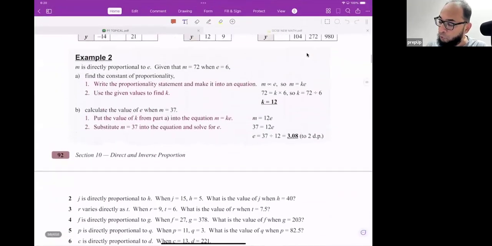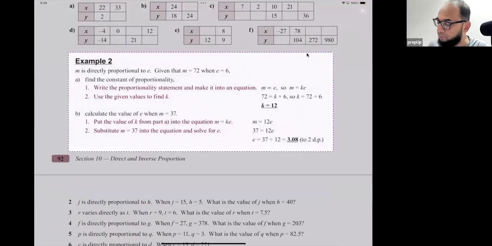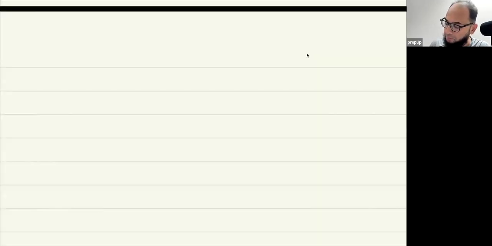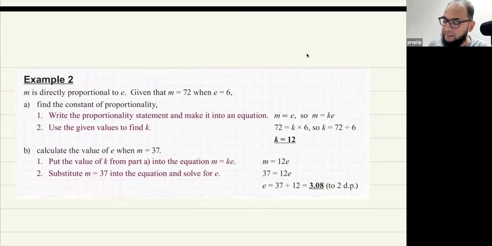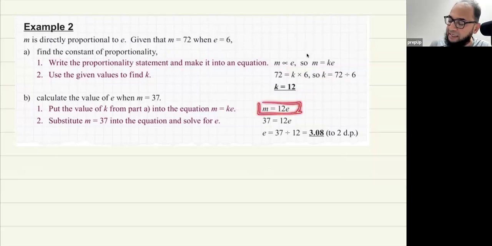And some more exam type questions, something like this. Worked example 2. Now over here it says M is directly proportional to E. So M is directly proportional to E, so therefore M is equals to KE. M is 72 when E is 6. You find the value of K, which comes out to be 12. Therefore, the equation is M is equals to 12E. So let me just highlight this. So this is the equation, M is equals to 12E.